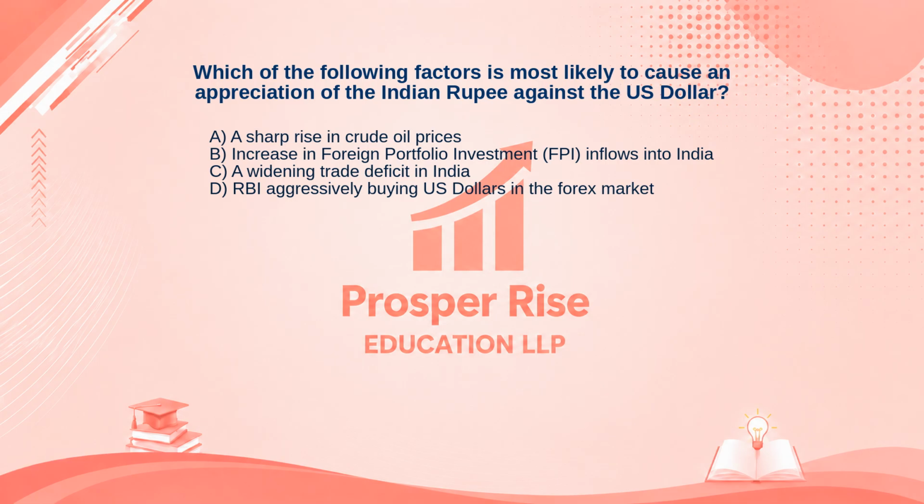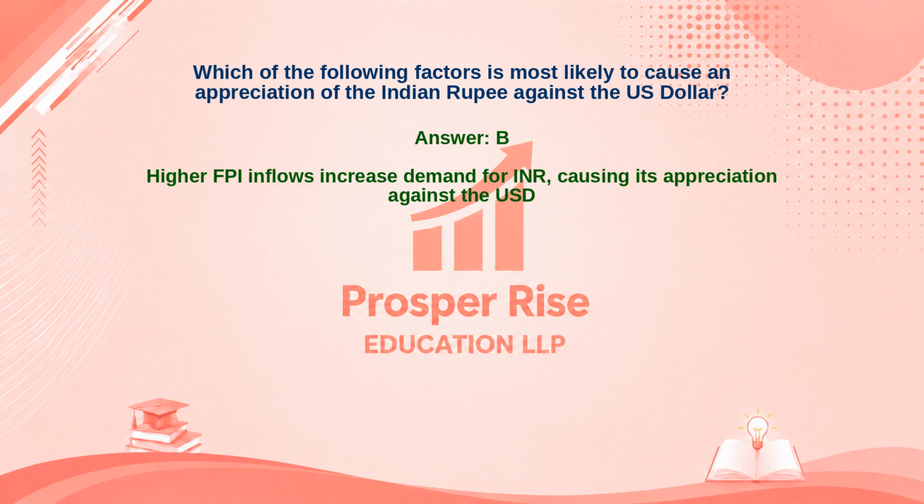Take a moment to pause the video and decide. The correct answer is option B. Let's see why. Higher FPI inflows increase demand for INR, causing its appreciation against the USD.